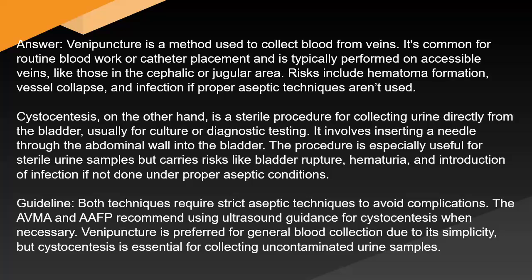Cystocentesis, on the other hand, is a sterile procedure for collecting urine directly from the bladder, usually for culture or diagnostic testing. It involves inserting a needle through the abdominal wall into the bladder. The procedure is especially useful for sterile urine samples, but carries risks like bladder rupture, hematuria, and introduction of infection if not done under proper aseptic conditions.